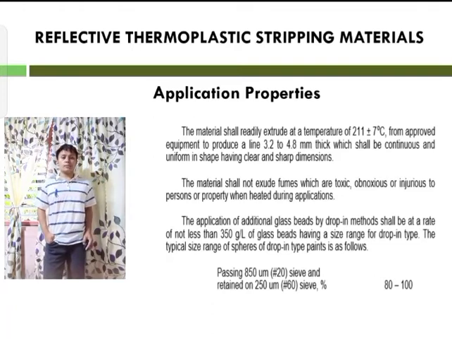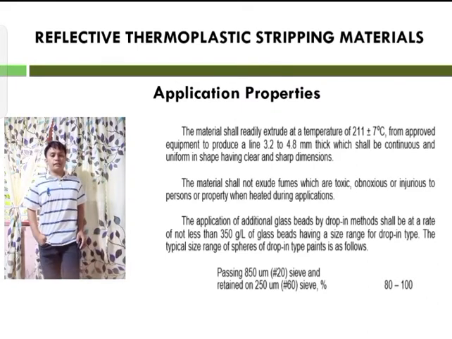So the materials shall be readily extruded at a temperature of 211 plus minus 7 degrees Celsius from approved equipment to produce a line 3.2 to 4.8 millimeters thick, which shall be continuous and uniform in shape, having clear and sharp dimensions. The material shall not exude fumes which are toxic, obnoxious, and injurious to person or property when heated during applications.